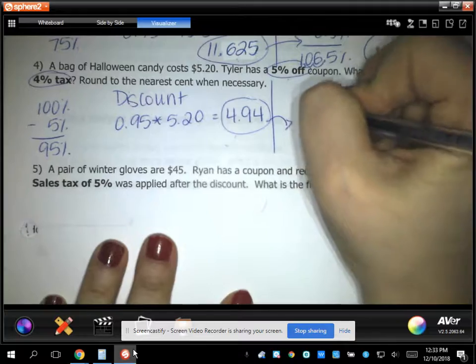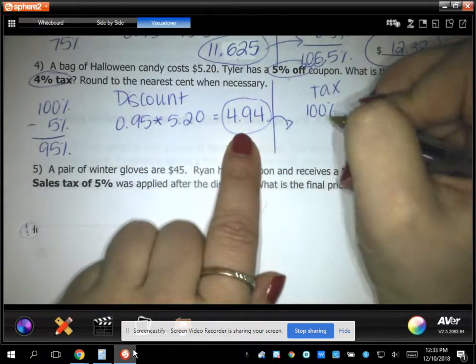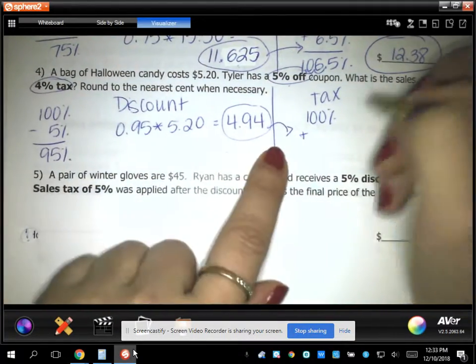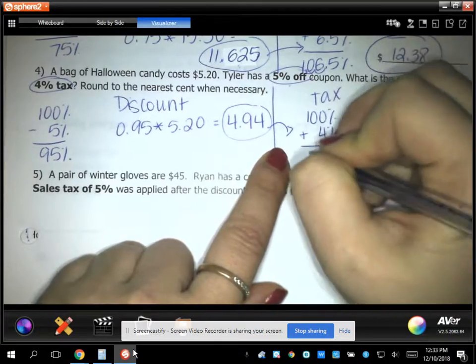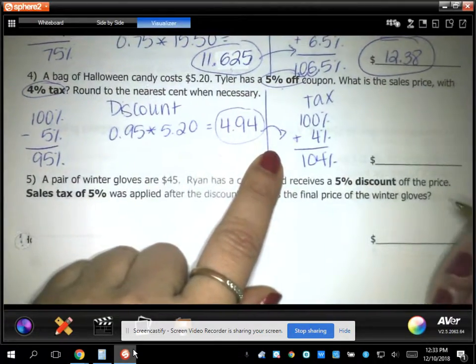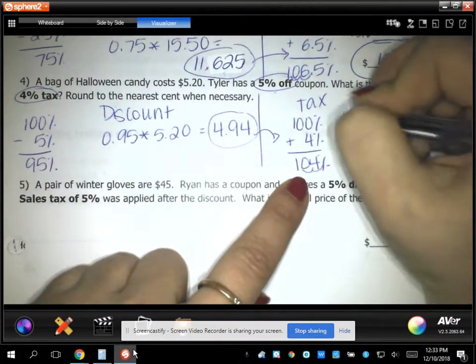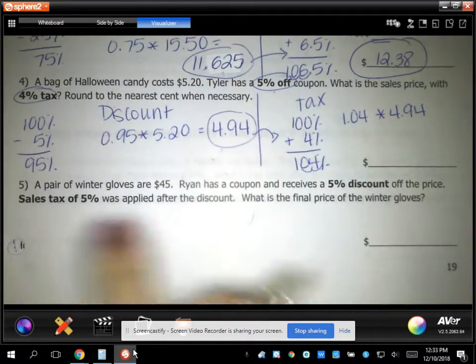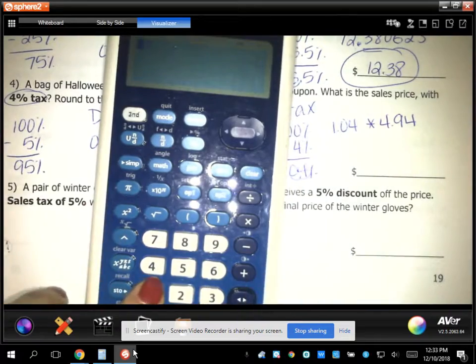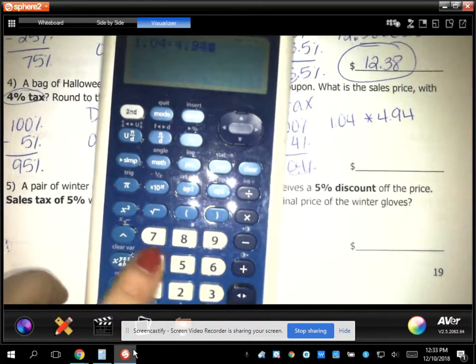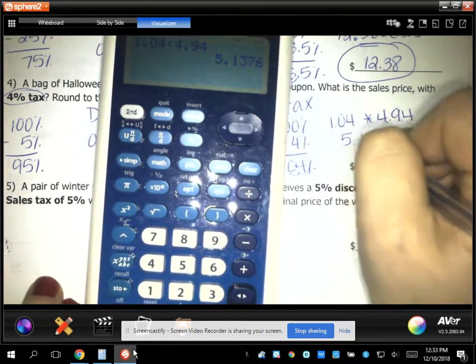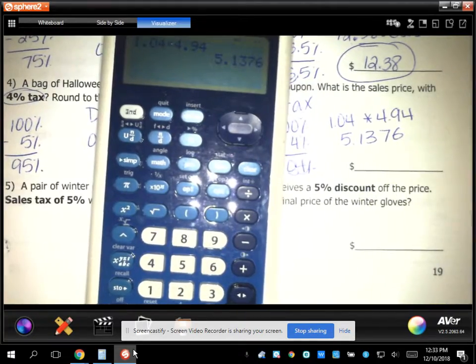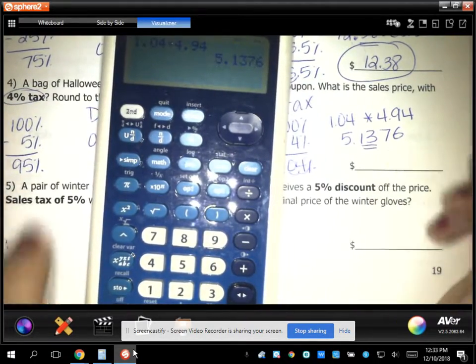So tax means I have to pay 100% of this price and 4% extra. So I have to pay 104%. Move the decimal over twice. 1.04 times 4.94 is 5.1376. Now, money goes 2 digits behind the decimal.